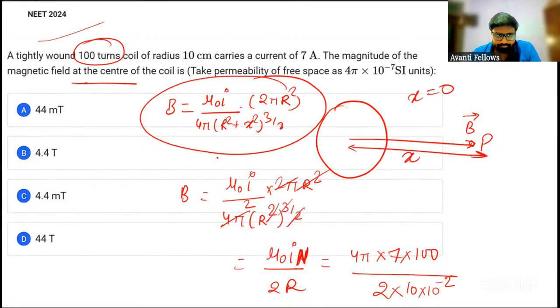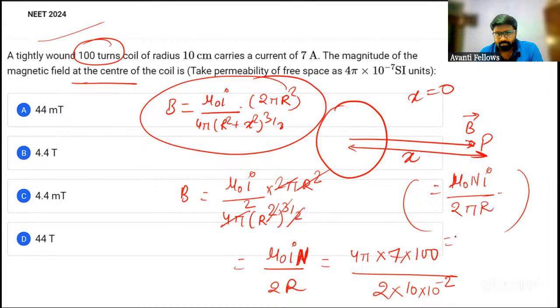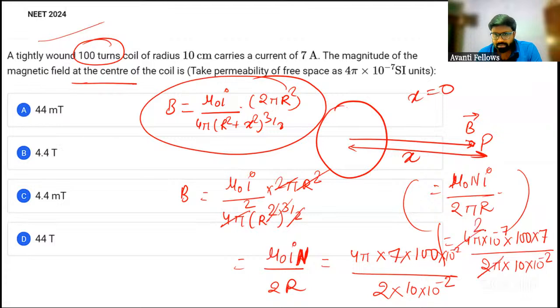Clear? But if you apply the formula for toroid here, which is mu naught n I upon 2 pi r, it will make the calculation very easy, and you can find it out here. Look, 4 pi 10 raised to the power minus 7, multiply n is 100, I is 7, divided by 2 pi, radius is 10 into 10 raised to the power minus 2. 2 pi, 4 pi, 2, 14. Look, you are not getting the answer, right? It will become 7 to 14.